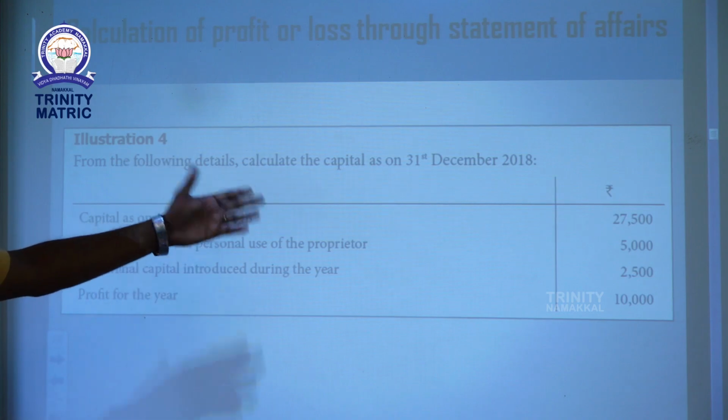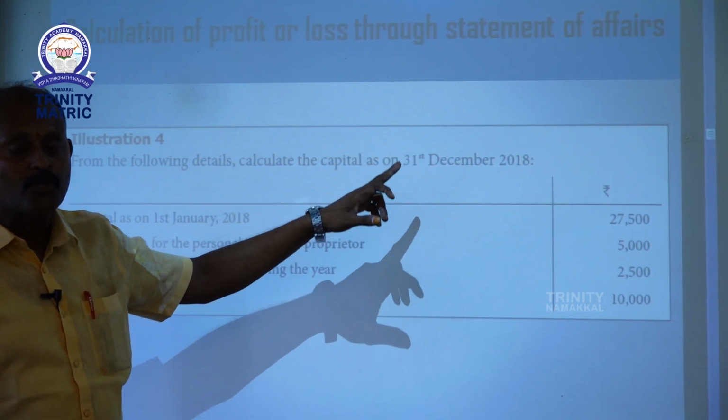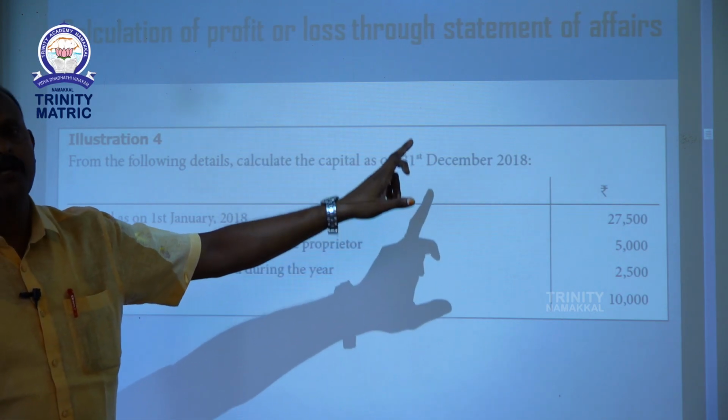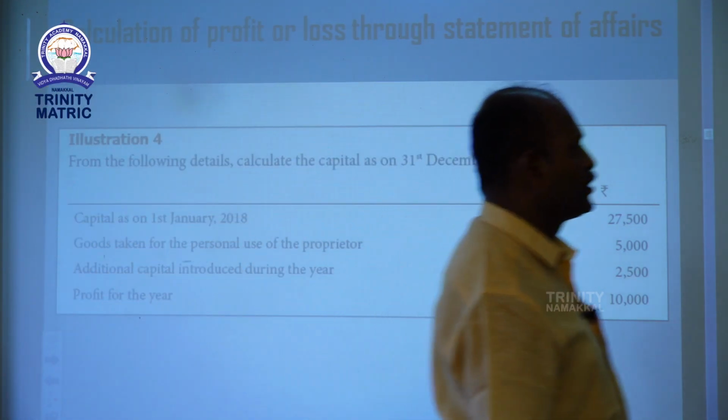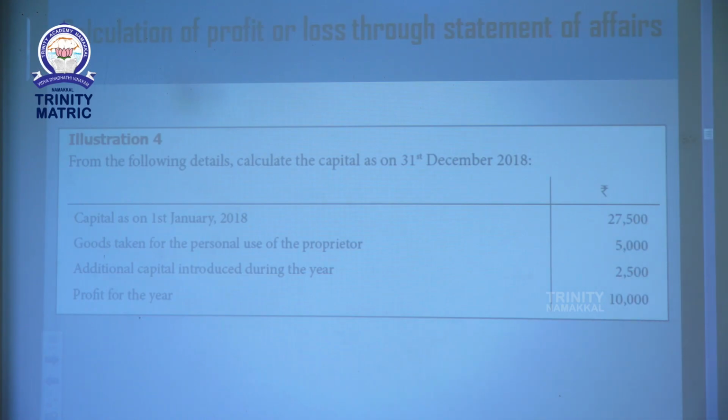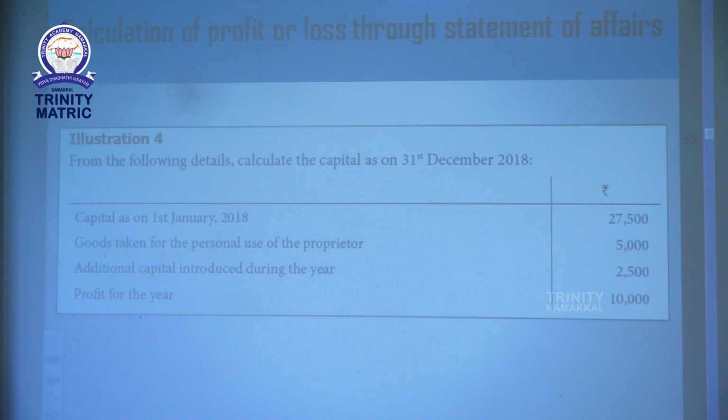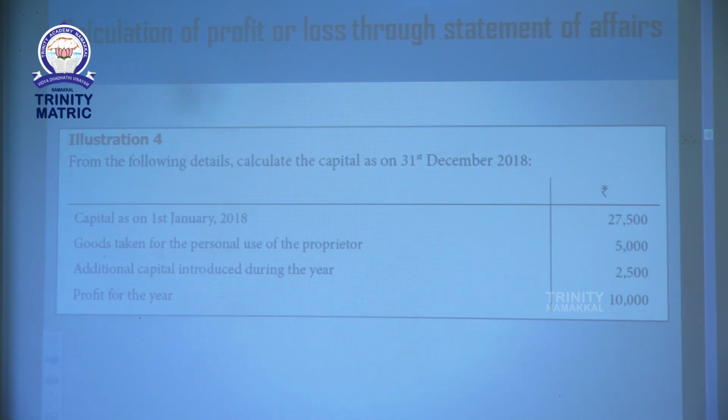From the following details, calculate the capital as on 31st December. It means closing capital. ஸோ நம்மளை க்ளோசிங் கேபிட்டல் கண்டுபிடிக்க சொல்லியிருக்காங்க. அப்போ ஹெட்டிங்கில் calculation of closing capital அப்படின்னு போட்டுடுங்க. கேபிட்டல் பிகினிங் 27,500. Goods taken for the personal use, it means drawings, 5,000. Then additional capital introduced during the year 2,500. Then profit for the year 10,000. ப்ராஃபிட் கொடுத்ததுனால இங்கே லாஸ் கிடையாது. அப்போ இந்த பக்கம் 40,000. ஸோ the balance amount 35,000 is the closing capital.